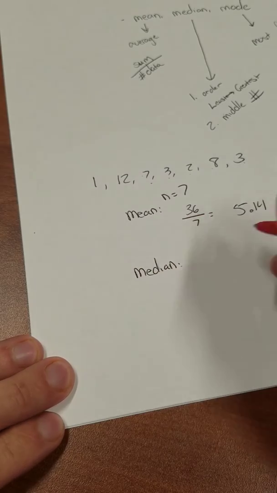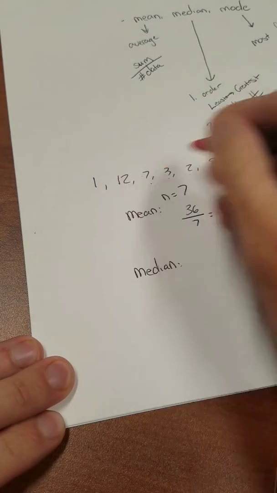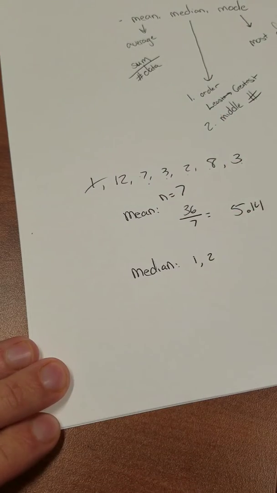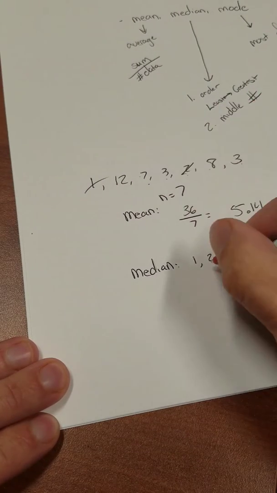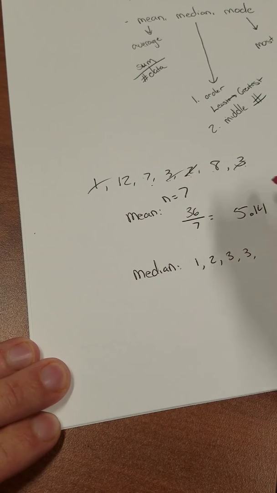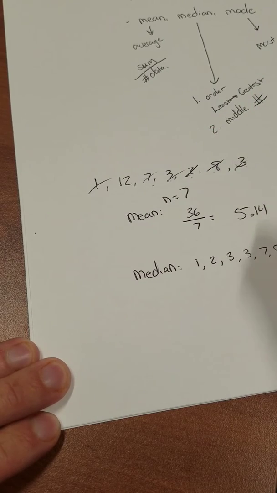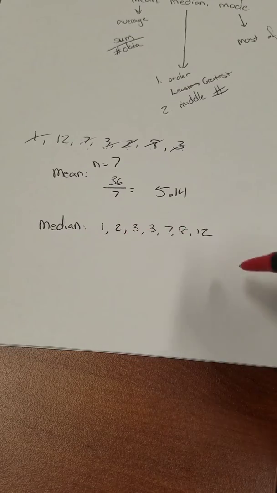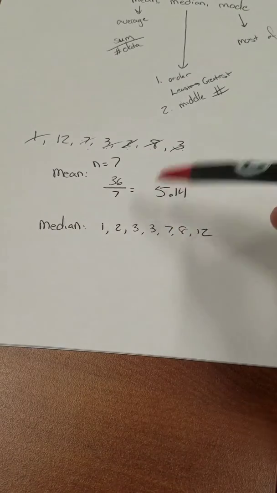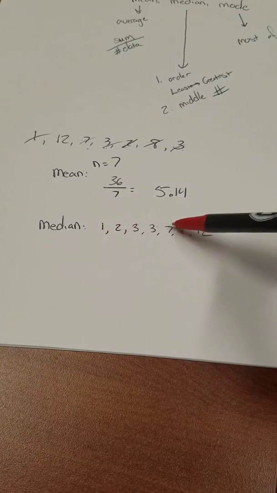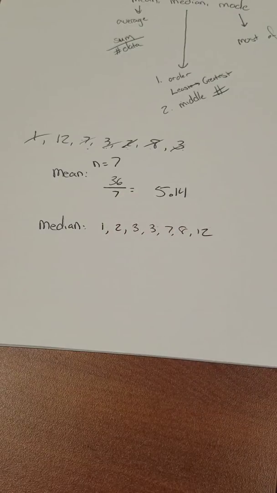Median is one where you have to put them in order. So what I'm going to do is cross them off as I use them. 1, and then I have a 2. Cross off the 2. You have 2 3s, so 3, 3, and then 7, 8, 12. One important thing with the median, you need to make sure that all your numbers are here. So I had 7 numbers up here, so you need to count out and make sure that you have 7 numbers down here. All of them are accounted for, so I didn't actually miss one.